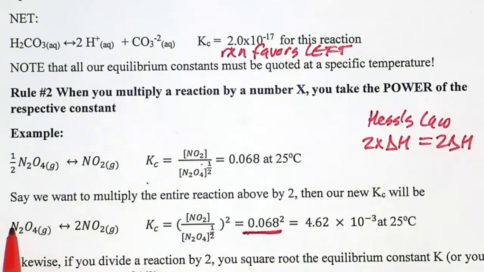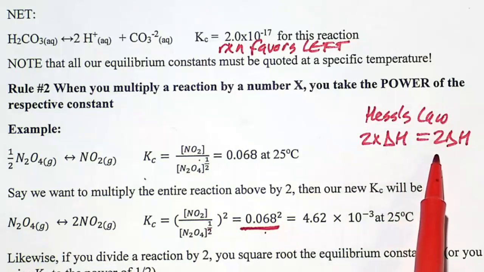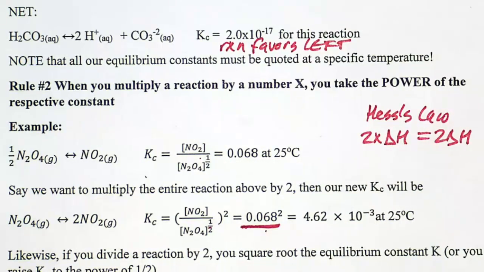When you multiply a reaction by a stoichiometric coefficient, you actually raise the equilibrium constant to that power. This is in contrast to Hess's law. When you multiply a reaction by a stoichiometric coefficient, you multiply the corresponding delta H value. Some differences in thermodynamics versus equilibrium. Likewise, if you divide a reaction by 2, you will have to take the square root. If you divide a reaction by 3, you take the cube root of your equilibrium constant. Here, if you divide a reaction by 2, you take your corresponding delta H and divide it by 2.